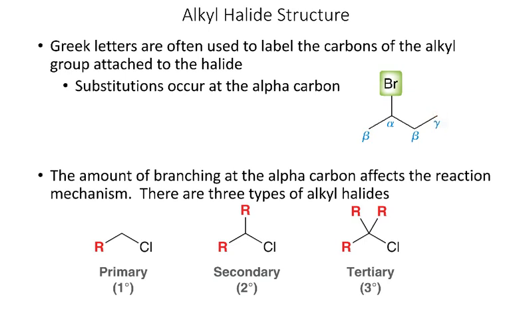Now the amount of branching on the alpha carbon also has a big impact on the reactivity of these alkyl halides. And so some terminology that we've already used for carbocations. If I want to talk about how many other carbons are attached to the alpha carbon, if there's one other carbon, that would be primary. If there's two carbons attached to the alpha carbon, it would be secondary. And if there are three carbons attached to the alpha carbon, that would be tertiary.